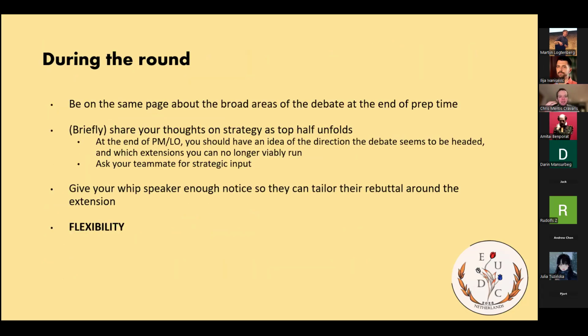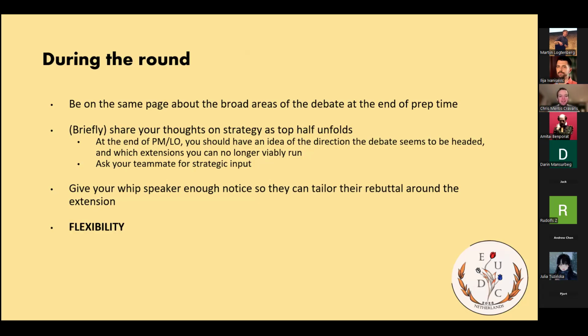The last thing is, during the round, make sure you're communicating with your partner, share thoughts on strategy as the round goes on, and let your whip know what you're thinking of doing in extension. I say this as someone who's done both whips and extensions: as a whip speaker, it's very, very useful to know what the extension is, even during top half, so I can already start thinking of weighing or what responses I want to prioritize or focus on.